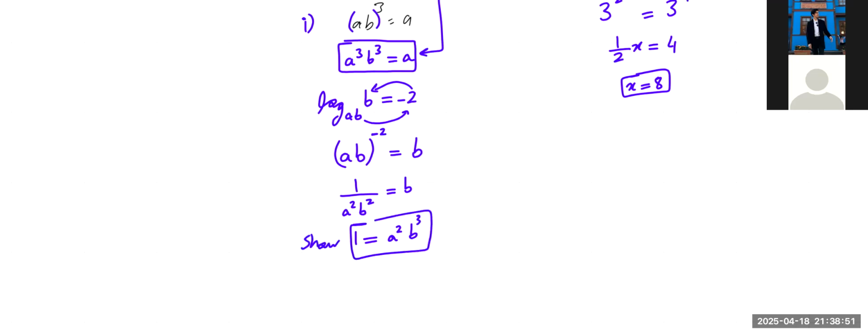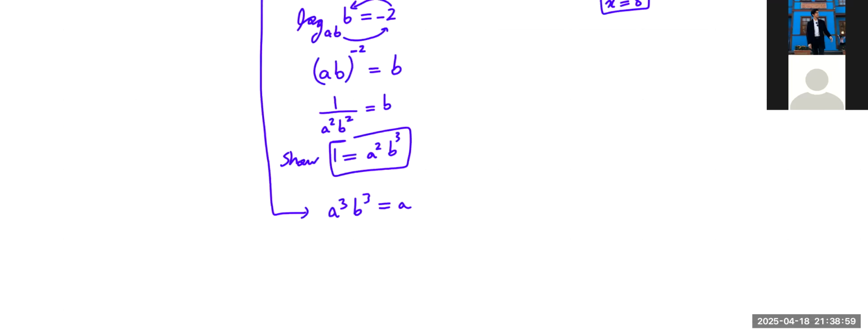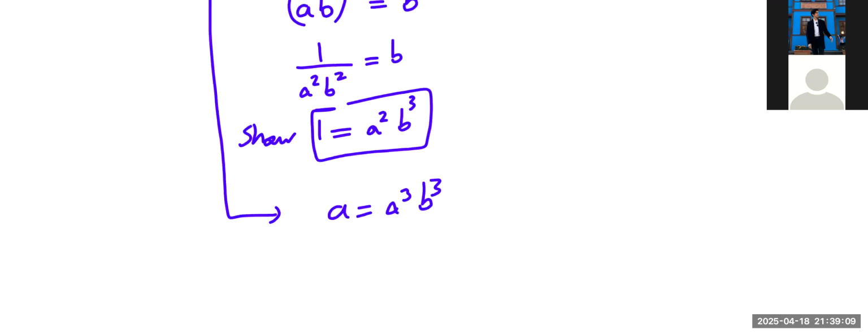Using what? Using the only thing I have: a cubed b cubed equals a. How do I make this equation, the one that I know is true, somehow prove that this is also true? What can I do? This is the only thing I can use to show that. Is there any algebraic step I can take to make this look the same as that?